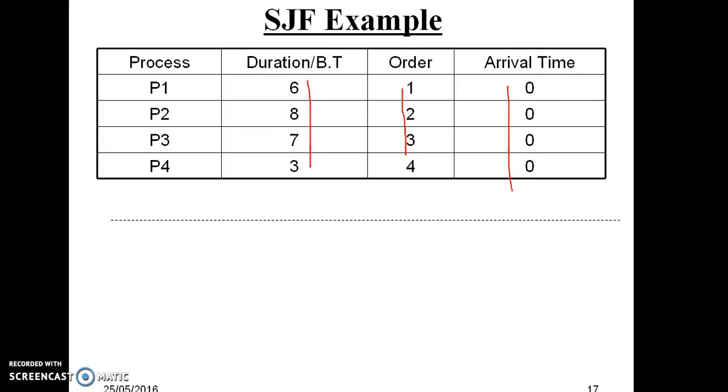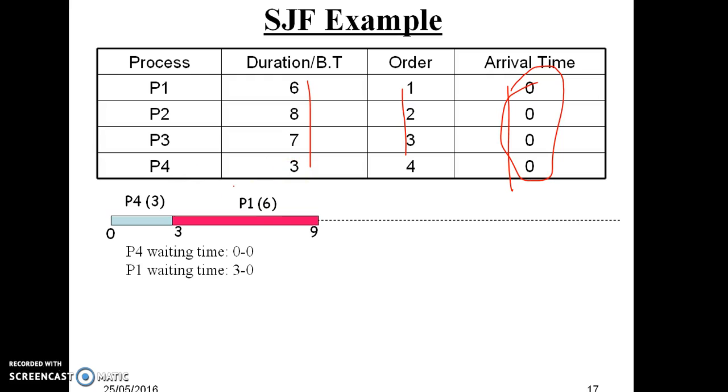So we have solved this problem in the previous lecture, in which the arrival time of all the processes is the same. So already we know this process. The burst time for P4 is minimum, so it runs from 0 to 3.